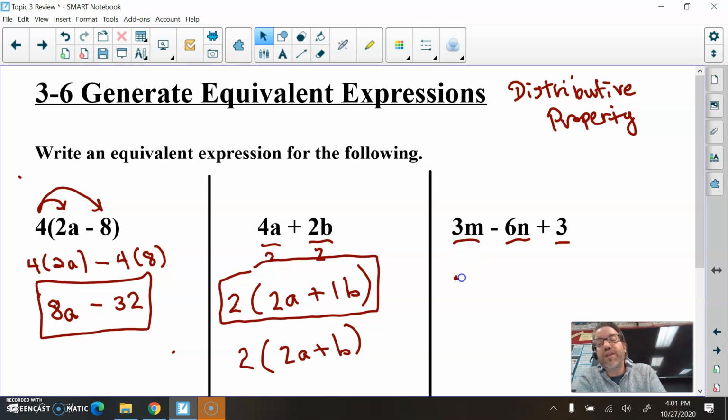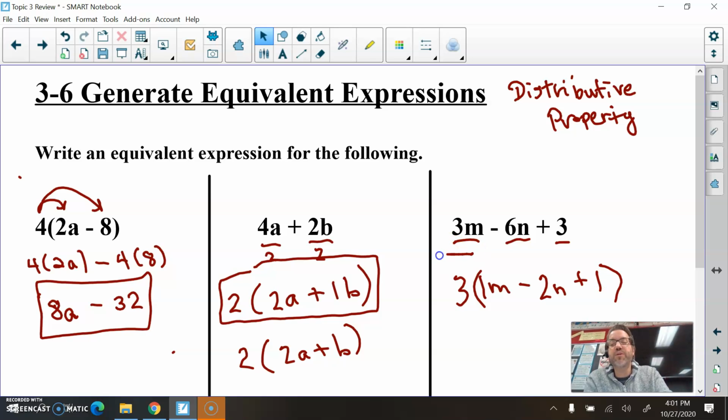So why don't I just go ahead and put 3 here? And then in parentheses, figure out what I would have to take times 3 to get 3m. 3 times what is 6n? 3 times what is 3? Another way of looking at it is I'm dividing each of these by 3. So, 3m divided by 3 is 1m. I could show the 1 in front of that. Maybe I should, huh? 1m. Minus 6n divided by 3 is 2n. Plus, and then 3 divided by 3 is 1.